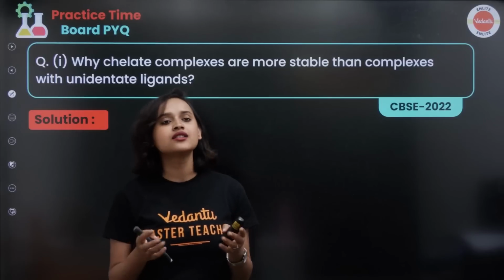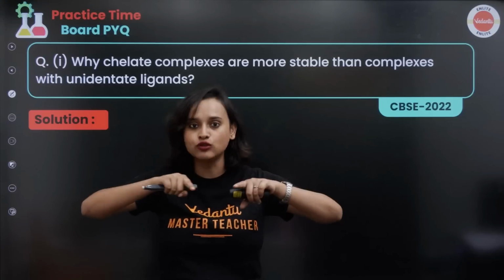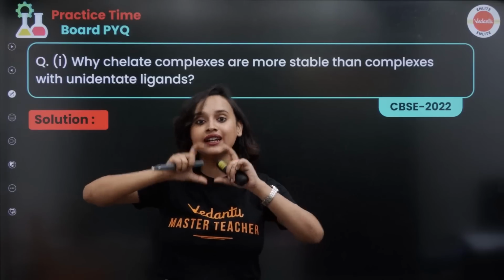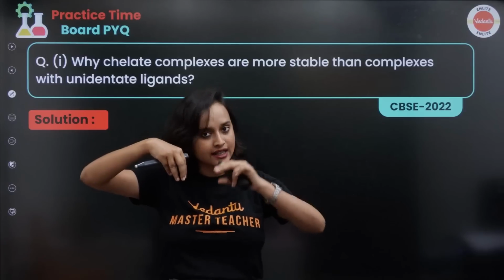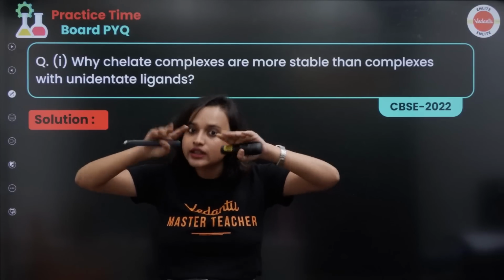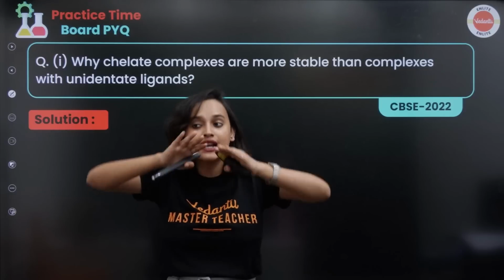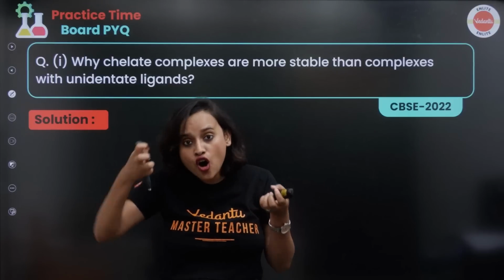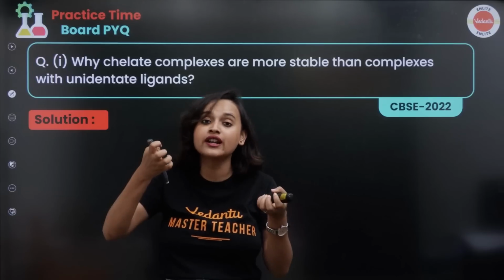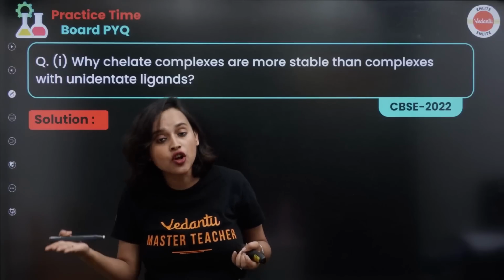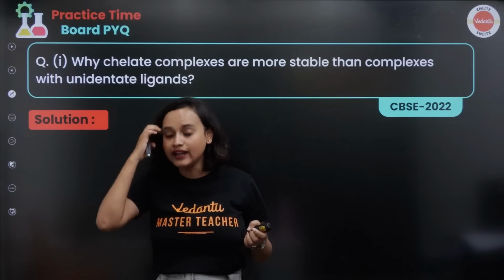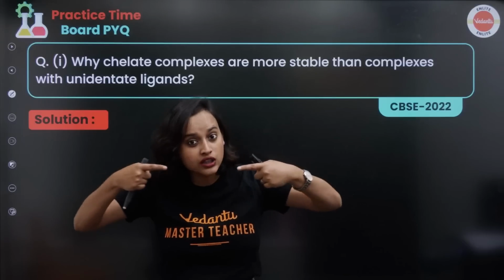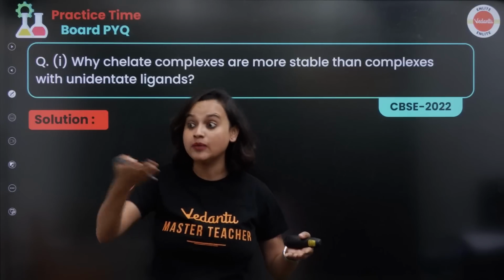So chelate complexes, you must have seen that chelate complexes, they have multiple donor sites, right? Yes, you all know that ligands are the donors and the central metal atom, they are the acceptors. So the ligands, they donate and the central metal atom, it accepts. Now the chelate ligands, they have multiple donor sites and because of that they form a ring. When they form the ring, they have strong attractive forces and that does not allow them to dissolve. Whereas in case of unidentate ligand, they have only one donor site and they hold on to the metal with just one donor site. That is definitely weaker than multiple donor sites, right?